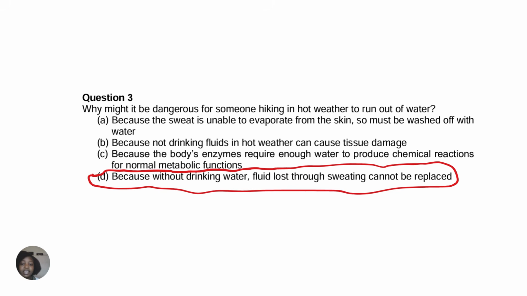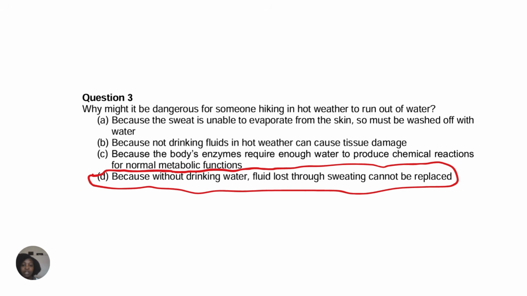And the right answer is option D, which says because without drinking water, fluid lost through sweating cannot be replaced. So remember in the text, it talks about how sweating requires water from extracellular fluids, which is obtained from the water which we drink, and this is the same fluid which can be lost during sweating. And options A, B, and C are not correct.